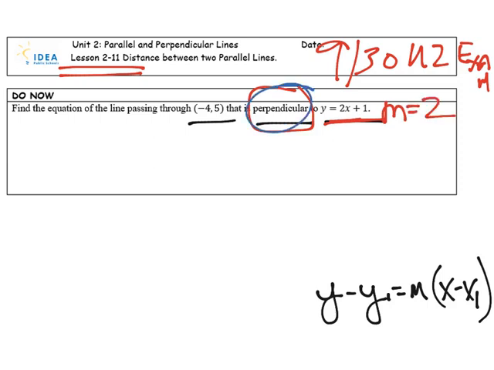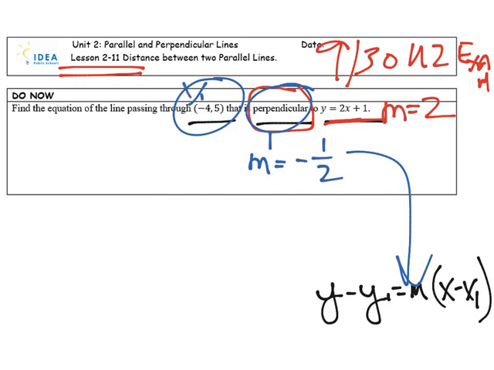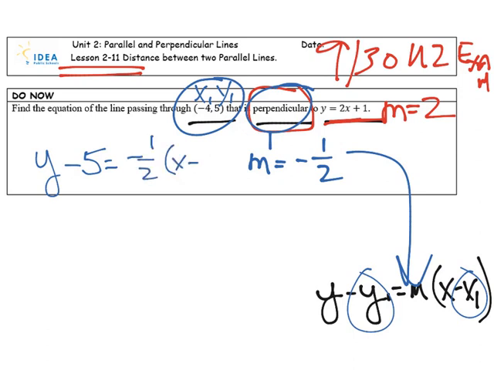If it's perpendicular, I'm just going to tell you right now, the slope is equal to -1/2 because we're using the opposite reciprocal. This is the slope I'm going to use when plugging into the point slope form. I'm also going to use this x1 and this y1 in their respective spots. So let's go ahead and do that now. y minus y1, which is 5, equals our slope of -1/2 times x minus x1.